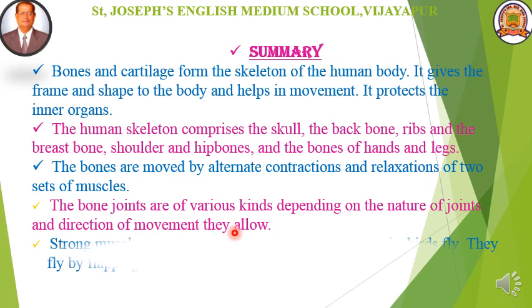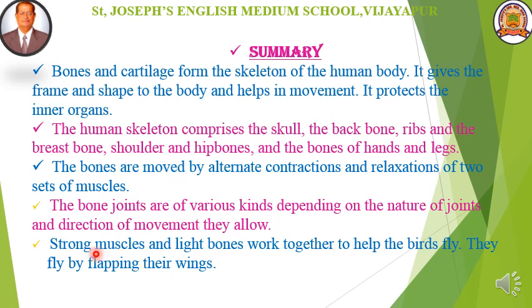Strong muscles and light bones work together to help birds fly. Muscles are strong because they have to hold the wings and body weight of the bird, whereas bones are very light because air has to pass through the bone. They have hollow bones. They fly by flapping their wings.